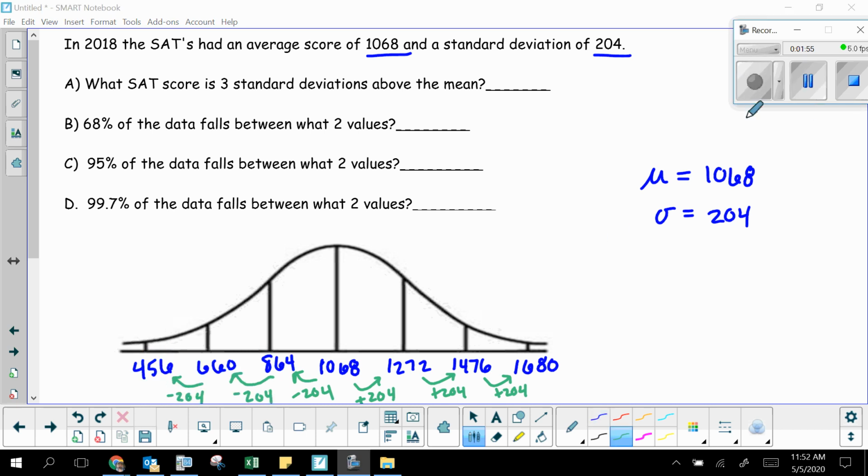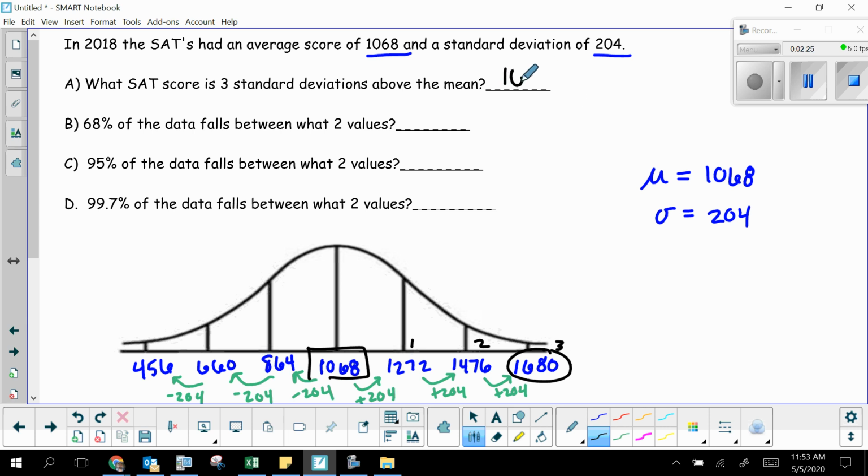So we're just going to magically fill in the rest of the chart and get the correct colors, everything that we need. So what SAT score is 3 standard deviations above the mean? Part A here. Because we're dealing with a chart that's now been set up, we can look and say, well, our mean was 1068, 1 standard deviation, 2 standard deviations, and then 3 standard deviations above the mean would be 1680.